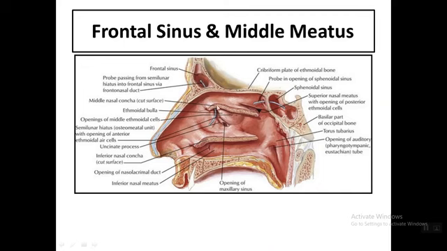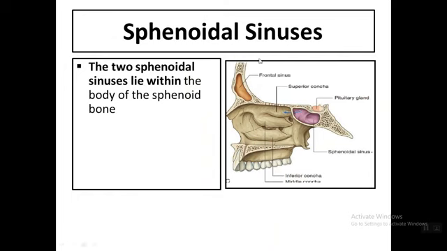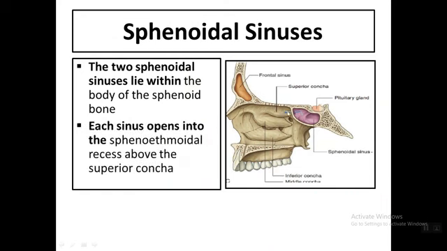The frontal sinus leads to a funnel-shaped channel called the infundibulum, which opens into the middle meatus, at the anterior end of the hiatus semilunaris. The sphenoid sinuses: the two sphenoid sinuses lie within the body of the sphenoid. Each sinus opens into the sphenoethmoidal recess above the superior concha. We can see how small the superior concha is. The area above is called the sphenoethmoidal recess. It receives the opening of the sphenoid sinuses.